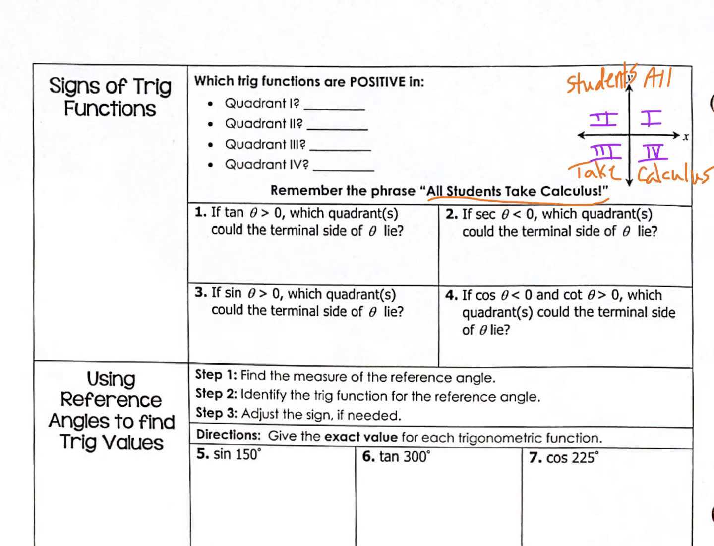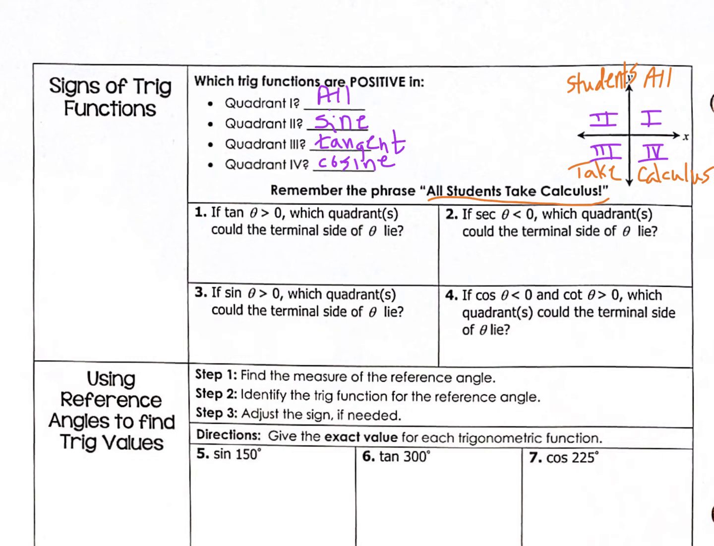So in quadrant 1, that means that all functions are positive. In quadrant 2, students means sine is the only trig function positive. And I'm not going to write the reciprocal functions, but that of course would be cosecant. And then in quadrant 3, take would be tangent is the only one that's positive, and its inverse function, which is cotangent. And then quadrant 4, C for cosine, that's actually cosine, and its reciprocal function, which is secant.